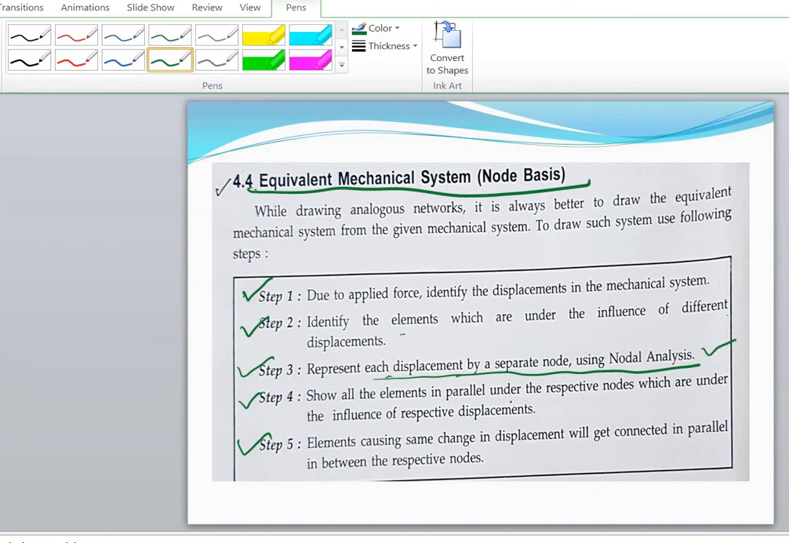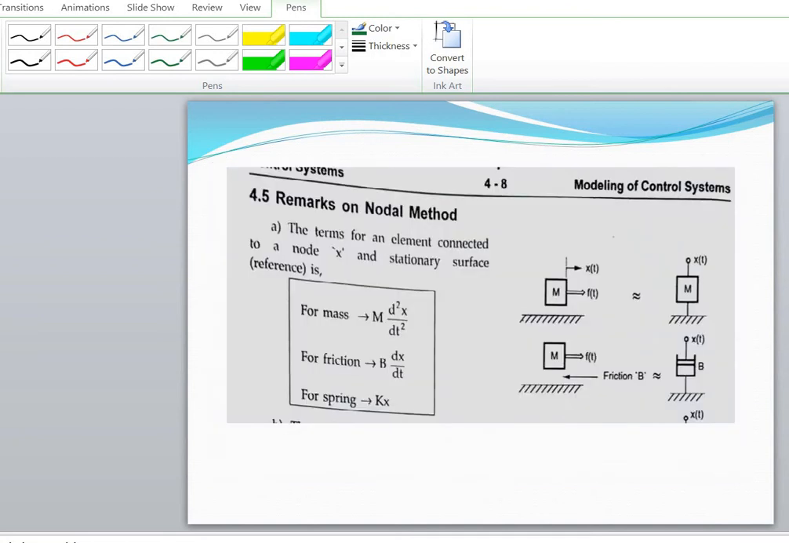Show all the elements in parallel under respective nodes which are under the influence of respective displacements. Elements causing the same change in displacement will be connected in parallel in between the respective nodes. This we have already applied, and we have already solved problems on this.